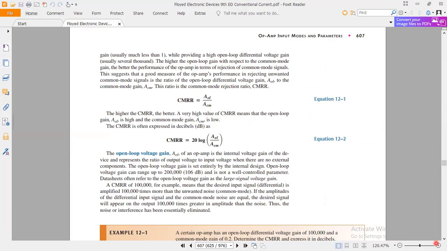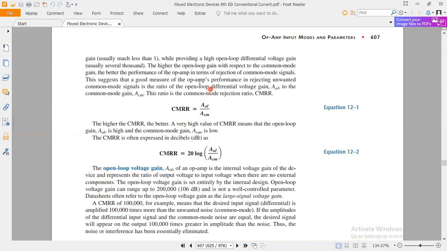So this is the required gain of an op-amp. The higher the open loop gain with respect to the common mode gain, the better the performance of the op-amp. This means that if we want a higher gain of several thousand times, we prefer the usage of an op-amp. The higher the open loop gain with respect to the common mode gain, the better the performance of the op-amp in terms of rejecting common mode signals.